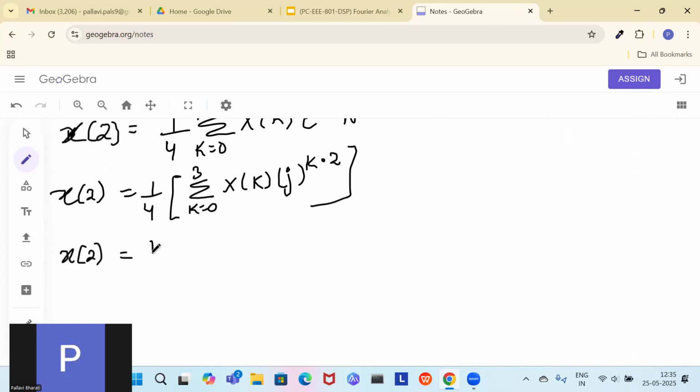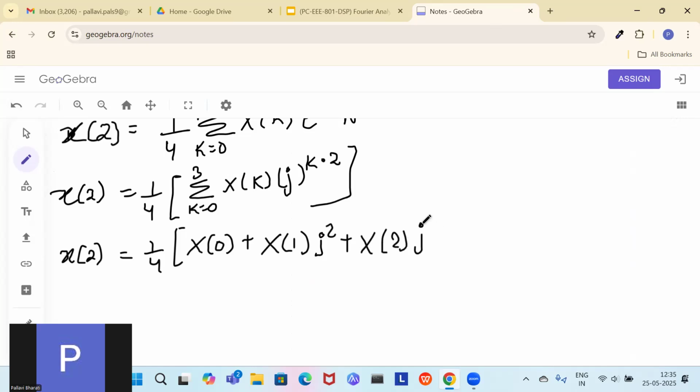Fine. Now we will write it in the format with the values given. 1 by 4, X0 plus X1 into j to the power 2 into 1, so that will be j to the power 2, plus X2 into j to the power 2 into 2, that is j to the power 4. Now X3, j to the power, the k value is becoming 3, so 3 into 2, that will make it 6.